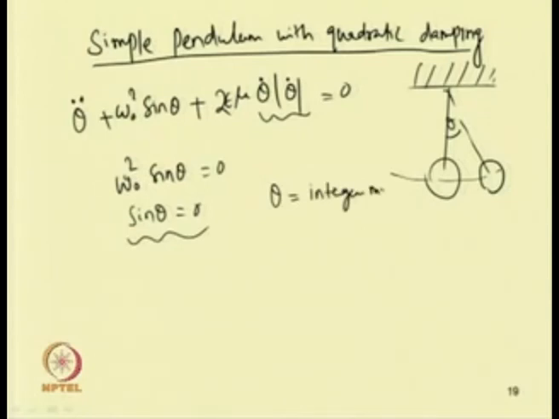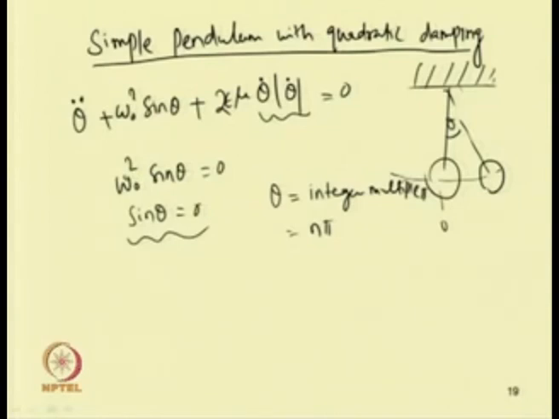So, this is an integer multiple of pi, or this is equal to n pi. Now, one can take an even multiple of pi or an odd multiple of pi. By taking an even multiple of pi, theta corresponds to 0. And theta corresponding to pi is 180 degrees.